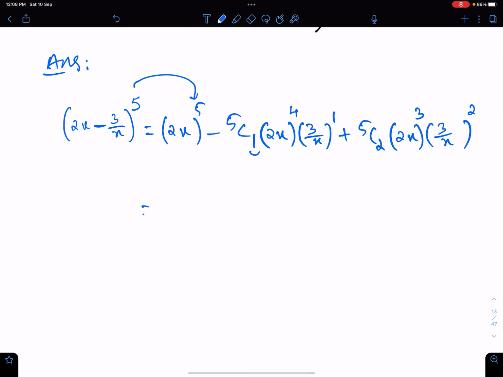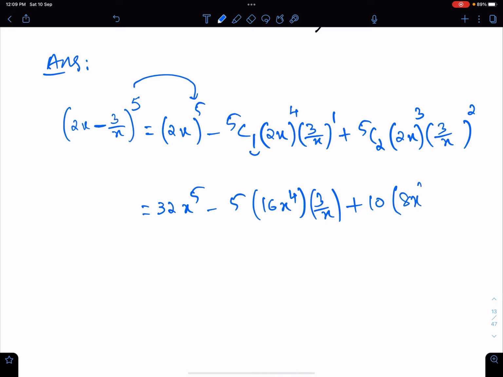Now just simplify this result. 2 power 5 is 32, 5C1 is 5, 2 power 4 is 16, 3 upon x. 5C2 is 10, I'm sorry. This is 8x cube and this is 9 upon x square. Make sure you give this power to both the terms.